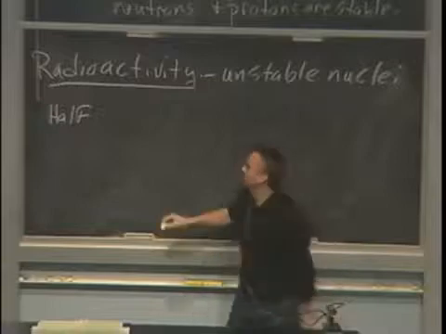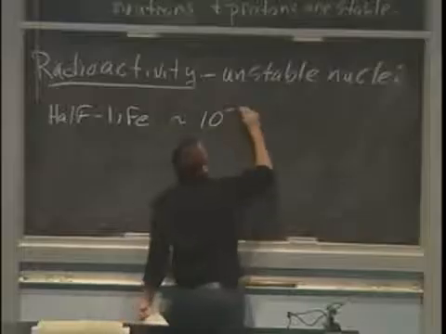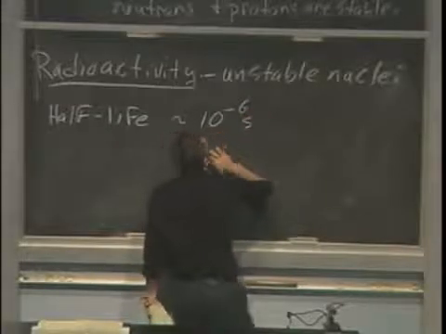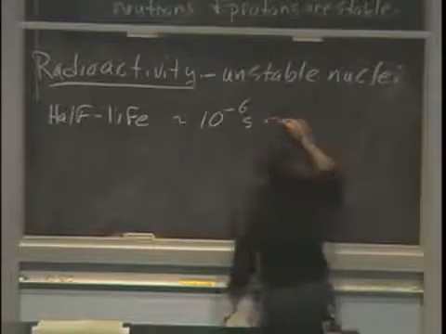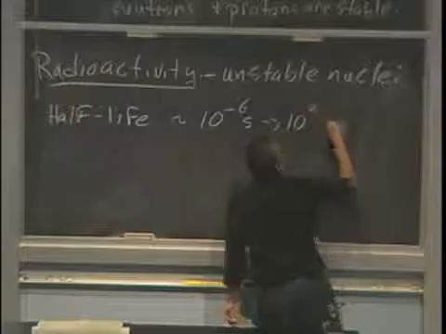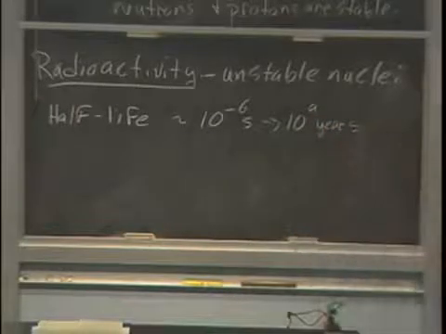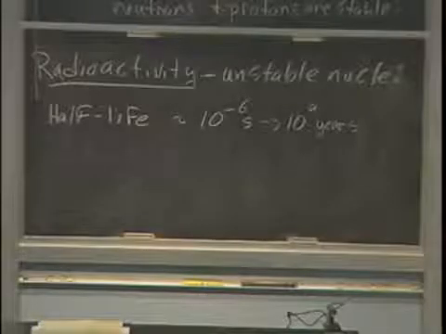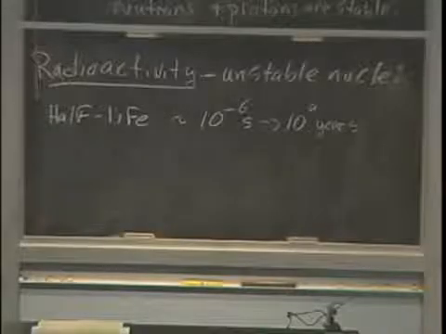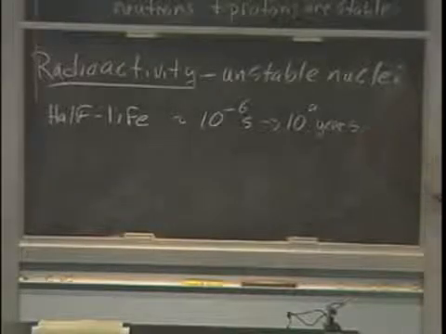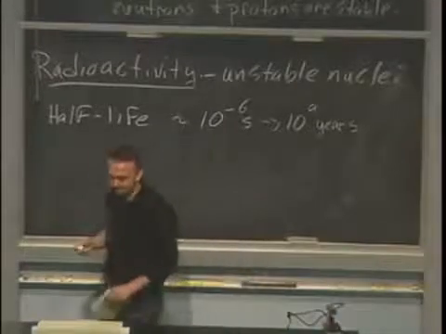So the half-lives can range from about one millionth of a second for the very highly unstable nuclei, up to over 1 billion years for nuclei that are almost stable, but not quite. They're still not perfectly balanced. For example, uranium-235 has almost a 1 billion year half-life. So it is almost stable, but not quite.